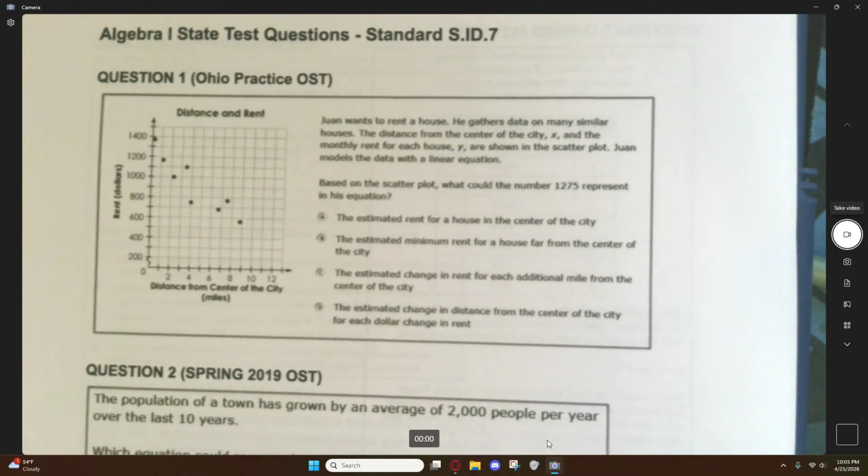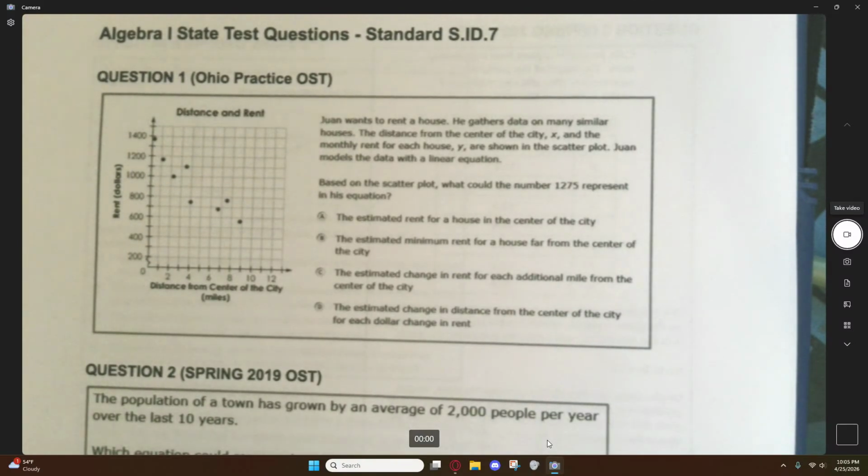Juan wants to rent a house. He gathers data on many similar houses. The distance from the center of the city, X, and the monthly rent for each house, Y, are shown in the scatter plot. Juan models the data with a linear equation. Based on the scatter plot, what could the number 1275 represent in this equation?